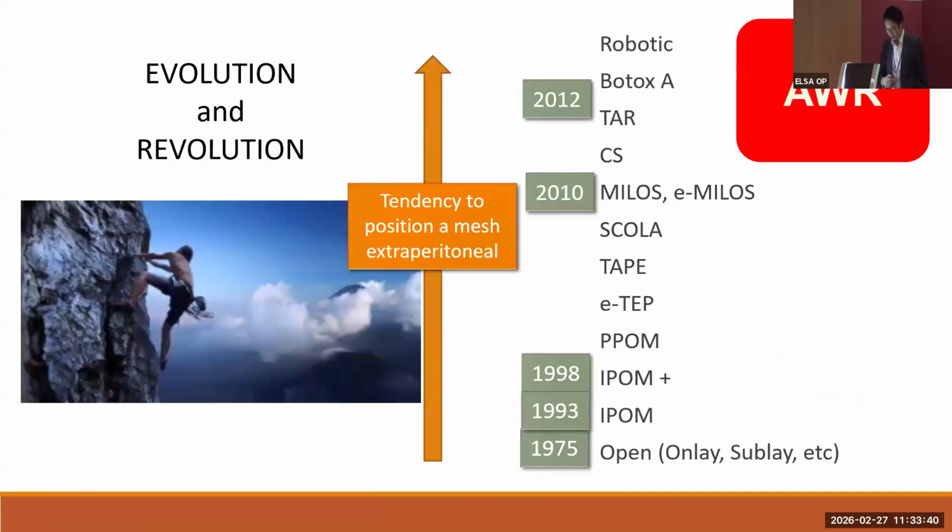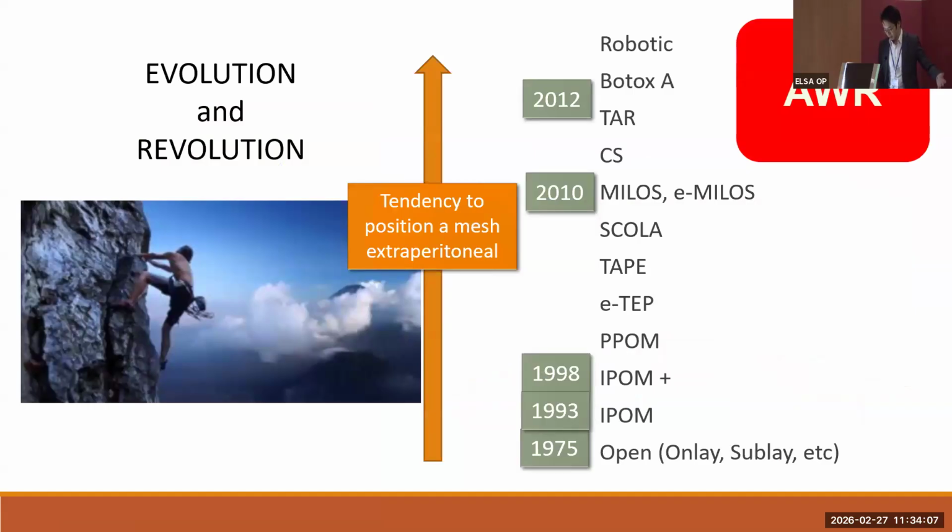Many techniques, and over the years, evolution and revolution, right? And you read some of the latest evidence and the latest guidelines. EHS is also pushing for a tendency to position the mesh in an extraperitoneal layer because of some of the long-term complications that we see with intraperitoneal meshes, and that will include mesh erosions and mesh fistulation to the bowel.